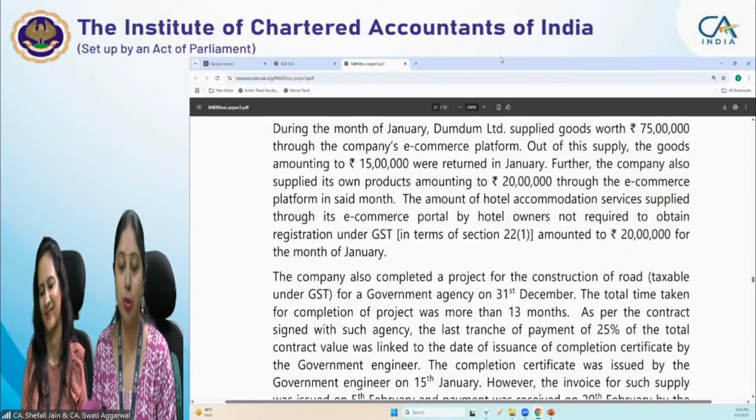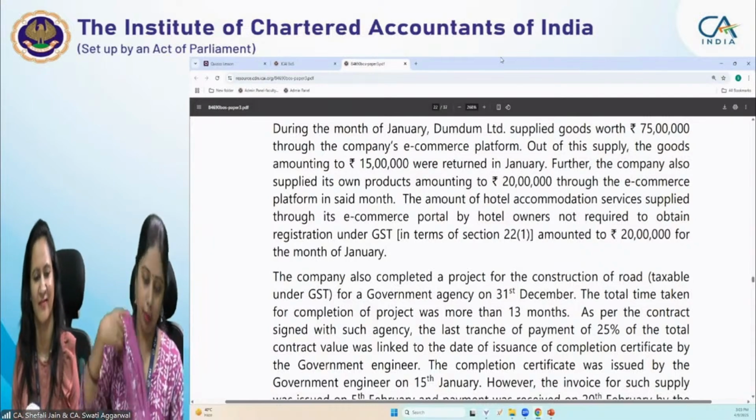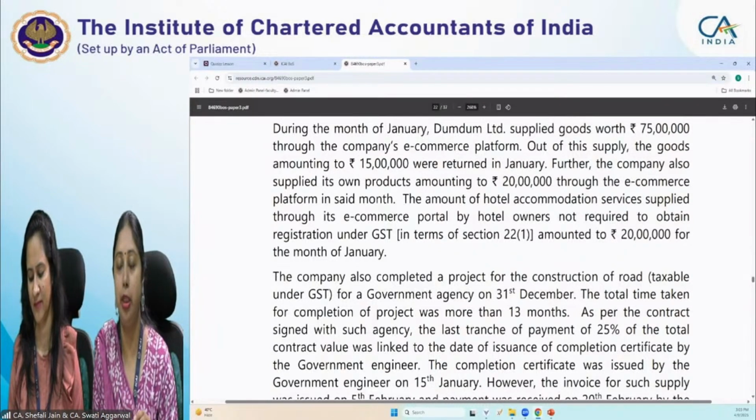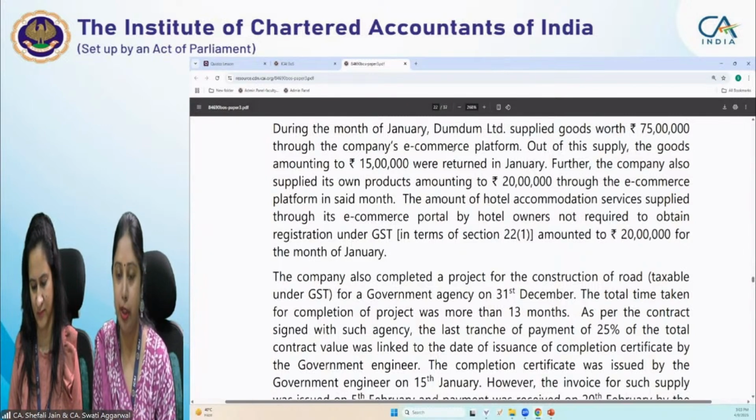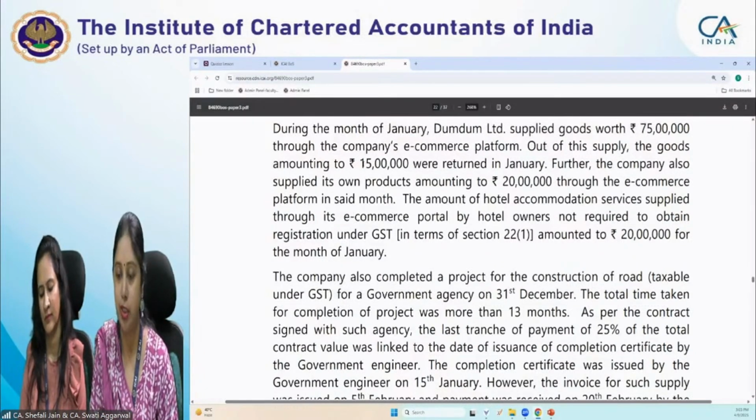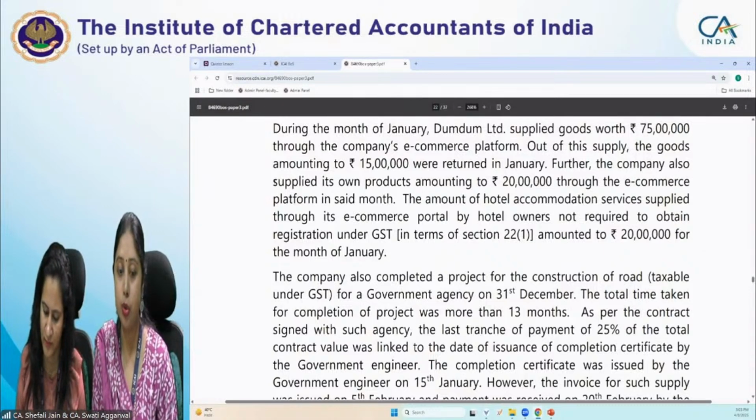So before we proceed to the next question, I'm going to come to the relevant piece of information which says, during the month of January, Dum Dum Limited, a supplier, supplied goods worth rupees 75 lakhs through the company, that is Sambhav Limited, through this company's e-commerce platform. Out of this supply, goods amounting to 15 lakh were returned. So they supplied 75 lakh goods, out of which 15 lakhs were returned. The company supplied its own products amounting to rupees 20 lakh through its e-commerce portal.